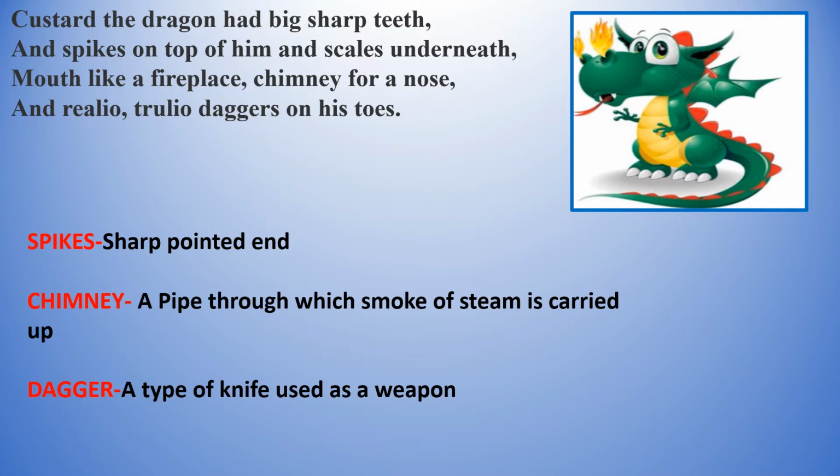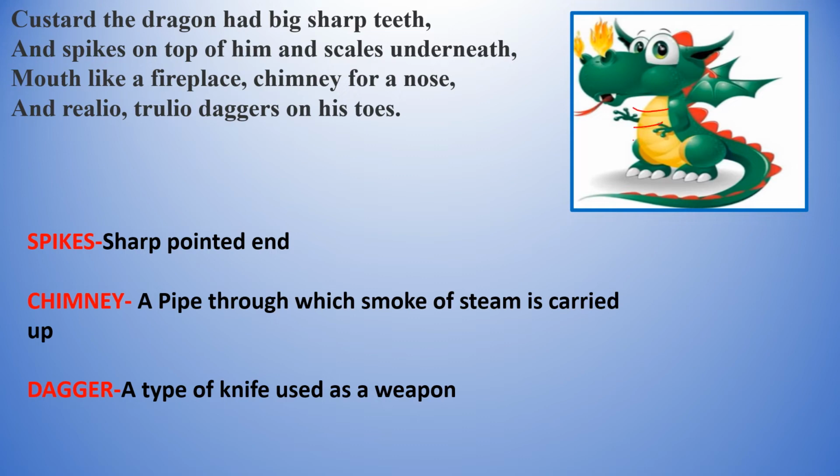Now let's start with the explanation of the stanza. Here the poet says, "Custard the dragon had big sharp teeth." In this stanza, dear children, we come to know about the physical appearance of Custard. The poet says, "Custard the dragon had big sharp teeth, and spikes on top of him and scales underneath." On the top of this dragon, he had spikes. The top of his body had sharp pointed ends, as you can see in the picture here. And he had scales underneath.